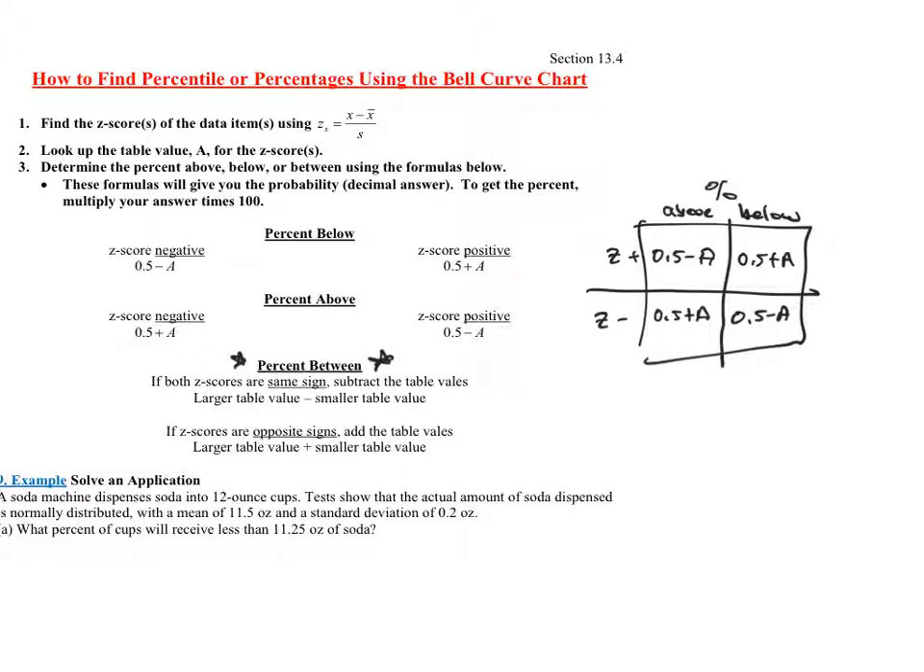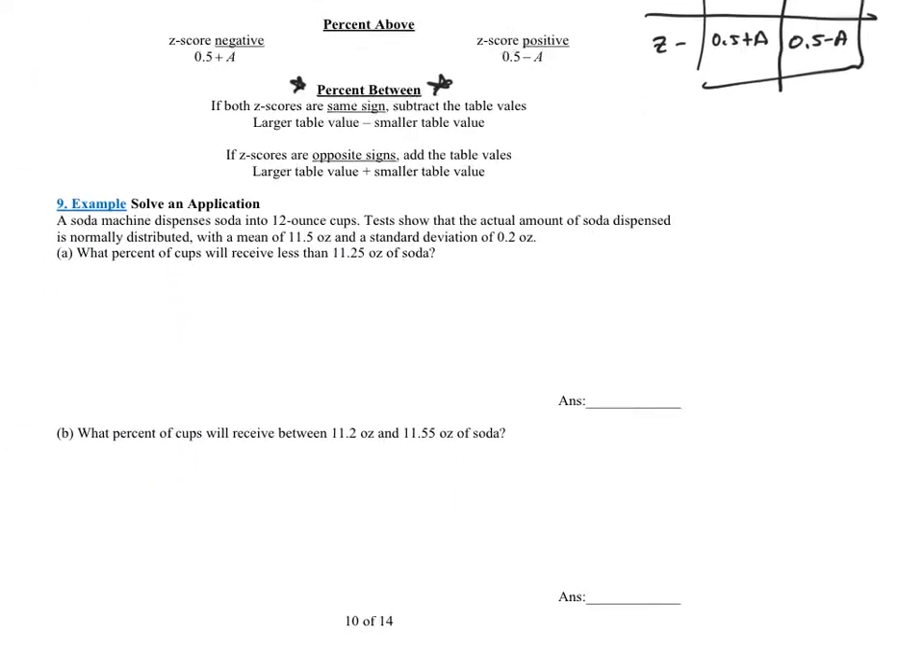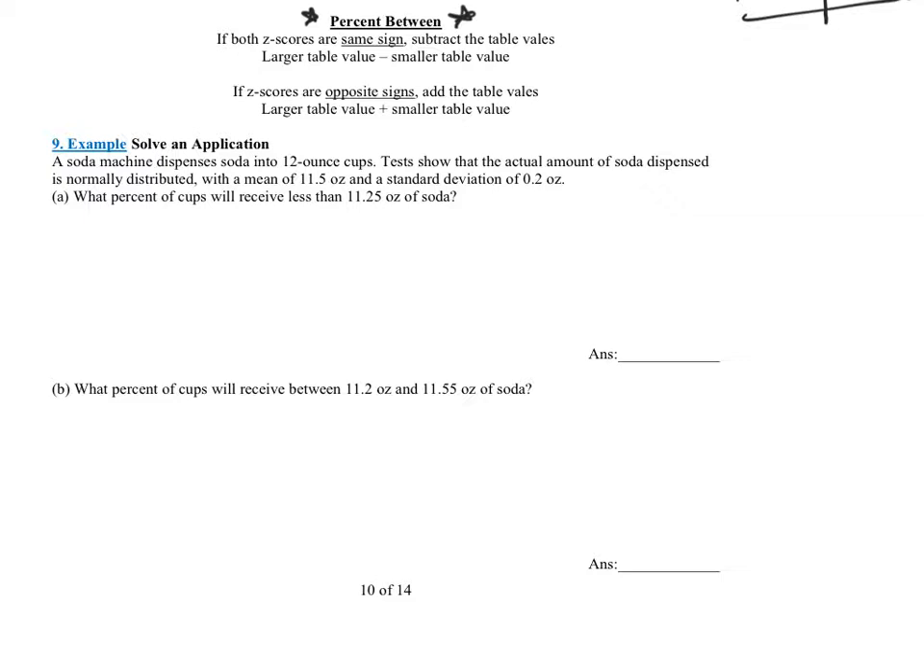Do they want percent above, percent below, or percent between? Are my z-scores positive, negative, or if I have two z-scores, are they the same signs or opposite signs? Okay? So let's look at this. It says a soda machine dispenses 12-ounce cups. Tests show that the actual amount of soda dispensed is normally distributed with a mean of 11.5 ounces and a standard deviation of 0.2 ounces. What percentage of cups will receive less than 11.25 ounces of soda?